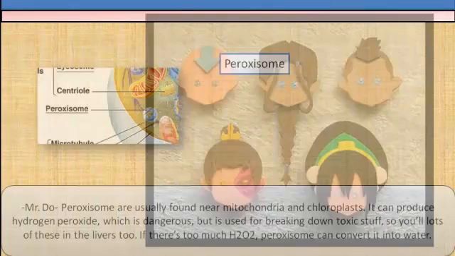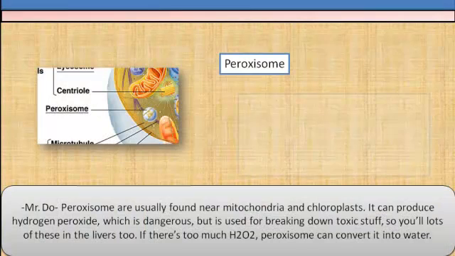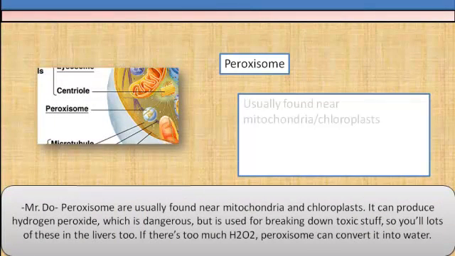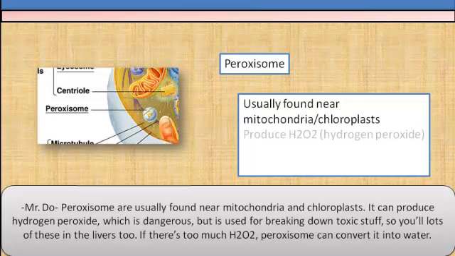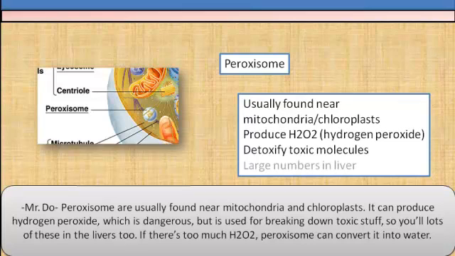Peroxisome are usually found near mitochondria and chloroplasts. It can produce hydrogen peroxide, which is dangerous, but it's used for breaking down toxic stuff. So you have lots of these in the livers too. If there's too much hydrogen peroxide, peroxisome can convert it to water.